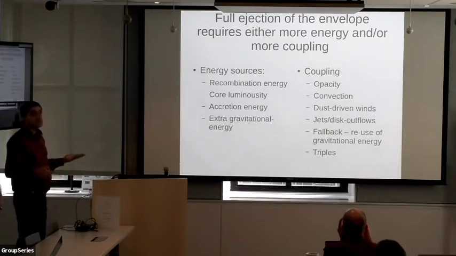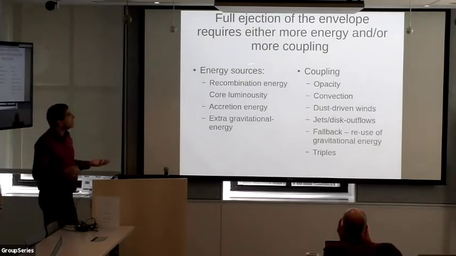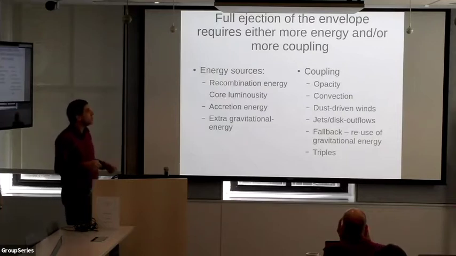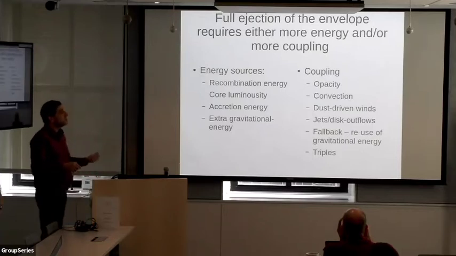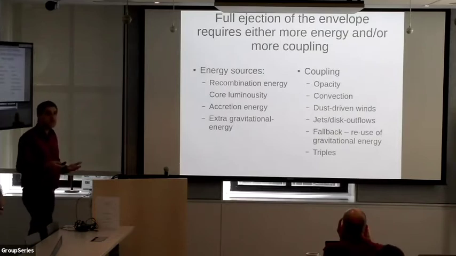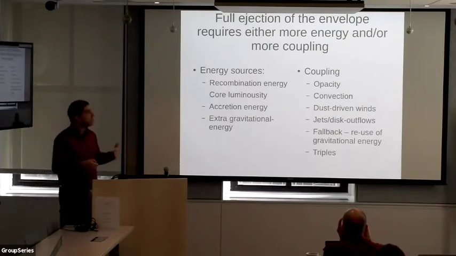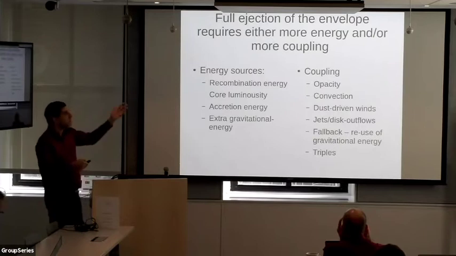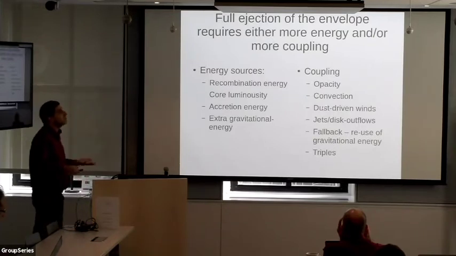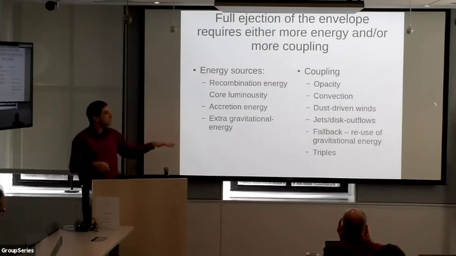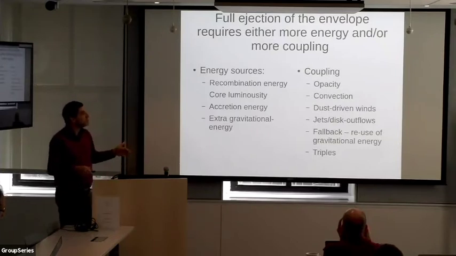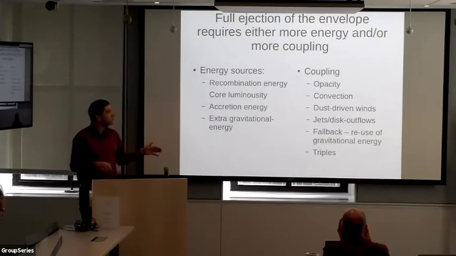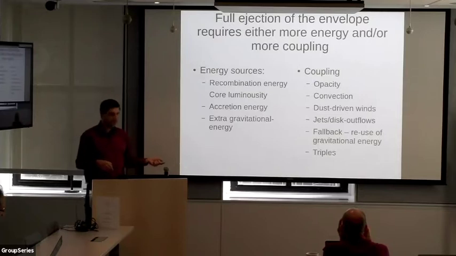We can think about various different issues related to both of these problems. In order to eject the envelope, you might need extra energy sources, for example recombination. I'll discuss a bit co-luminosity or radiation, accretion energy, and maybe some extra gravitational energy that can be extracted. The other problem is how to couple your energy or momentum sources into the gas itself, the envelope, and how to actually eject it. That's related to opacity and the convection mechanism.